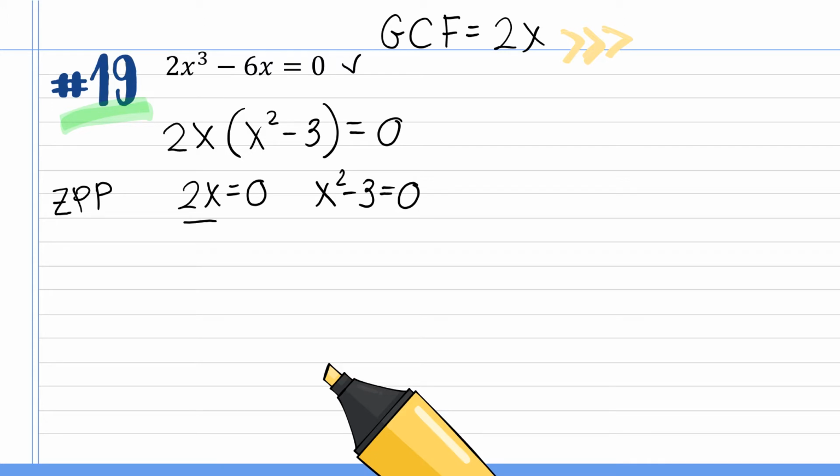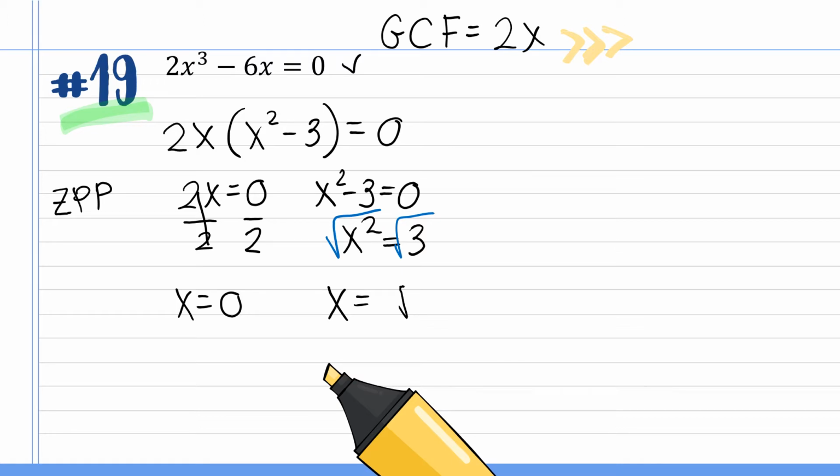Now I can solve here by dividing by 2. And I get one solution that says x equals 0. For my second equation, I'm going to start by adding 3 to both sides, so I have x squared equals 3. And now I can solve by taking the square root of both sides of my equation. So I get x equals the square root of 3. But remember, there are two possibilities there. I would have a positive square root of 3 and a negative square root of 3.